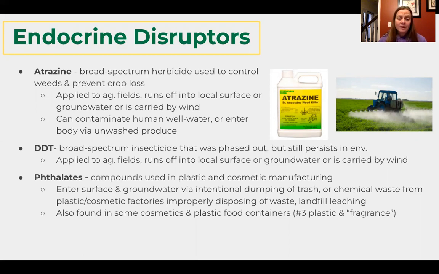Again, because these are compounds that are used in plastic and in cosmetics, these don't run off from fields, but they can enter our surface water and groundwater through litter, whether that's intentional dumping or accidental dumping of trash. Also chemical waste from factories, if they're not properly disposing of their waste, which is not a huge issue in the US because our regulations are so strict, but is a significant concern in a lot of developing countries. And then also from the leachate from landfills.